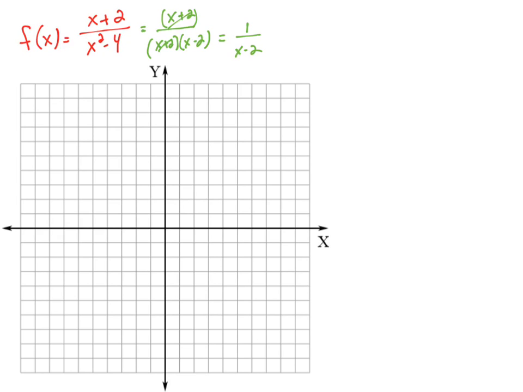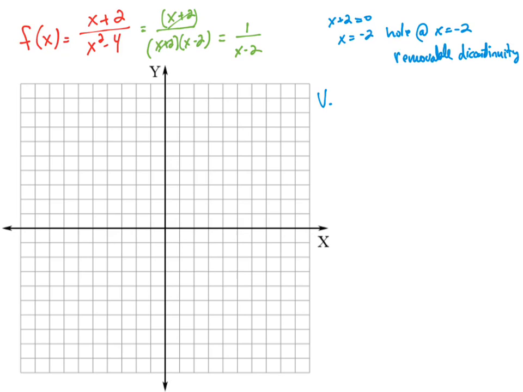Now, anytime a factor cancels, that tells us that we have a hole in the graph at that value for x. So x plus 2 is what canceled. So what this means is we have a hole when x is equal to negative 2. This is also called a removable discontinuity.